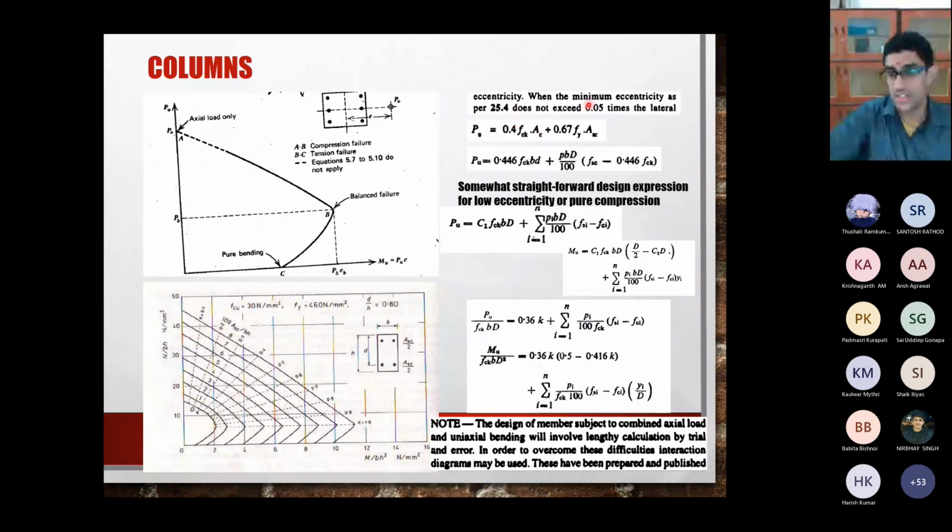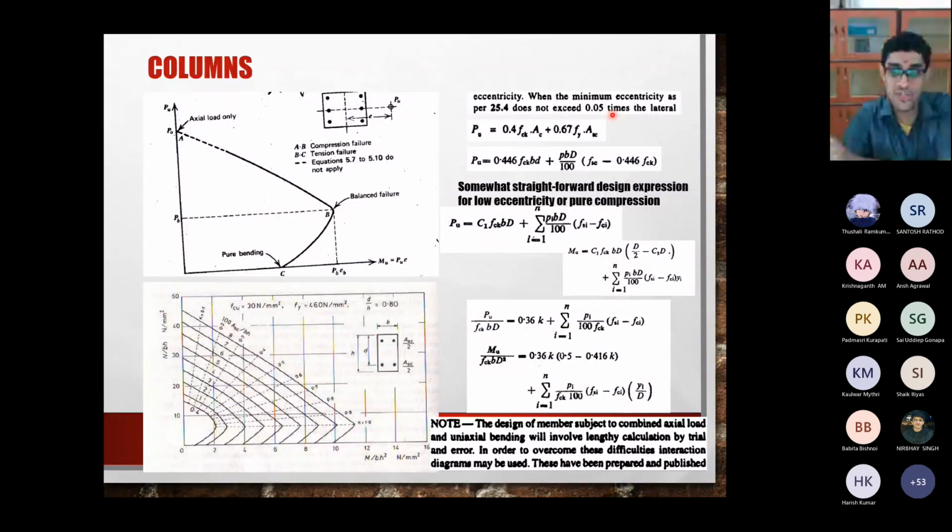So you have an eccentricity. Now what you will do is check whether that eccentricity which you calculated is lesser than 0.05 times the lateral dimension of the column. For example, if I have calculated my eccentricity to be 20 mm, then my lateral dimension should be at least 20 by 0.05, which is 400 mm. It should be at least 400 mm. The lateral dimension should be okay.